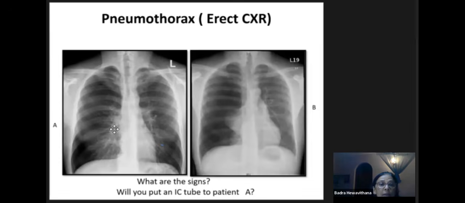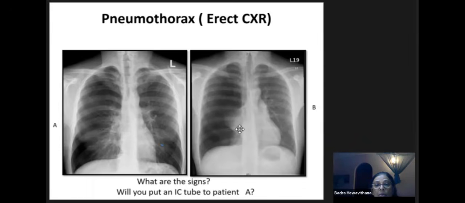What are the signs? You see this very sharp visceral pleural line and gas translucency. You can see the air translucency without any lung markings. Lung markings all stop here. See the visceral pleural line. But the mediastinum is not shifted. Hilum is fairly okay. But in this patient, you see this is the relaxed or the collapsed lung.